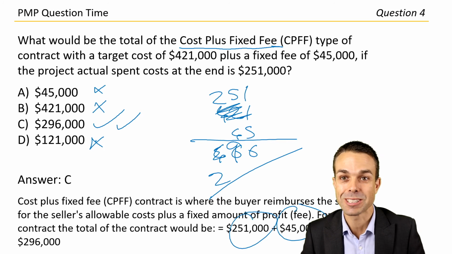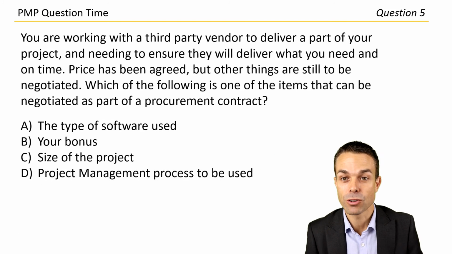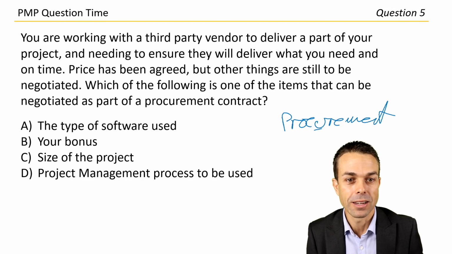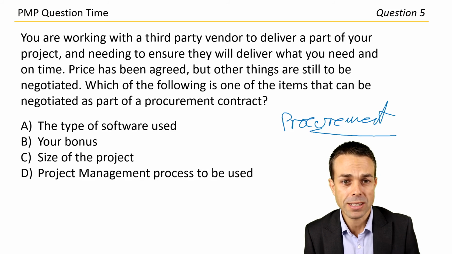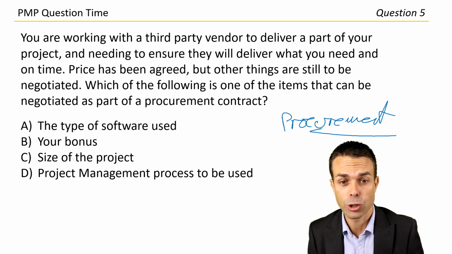Excellent. Last question, guys. Doing great. Question 5. You're working with a third-party vendor to deliver part of your project. So we're looking at procurement here. This is excellent, okay? And needing to ensure that they will deliver what you need and on time. Price has been agreed, but other things are still to be negotiated. Which of the following is one of the items that can be negotiated as part of a procurement contract?